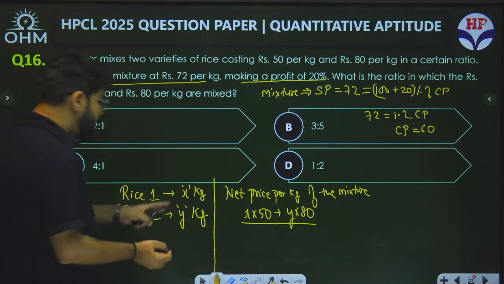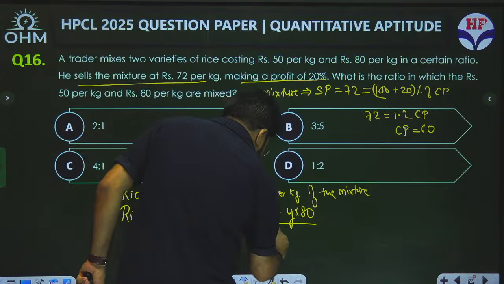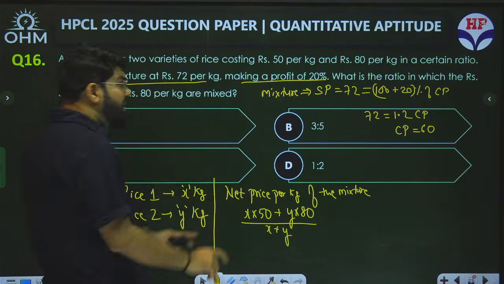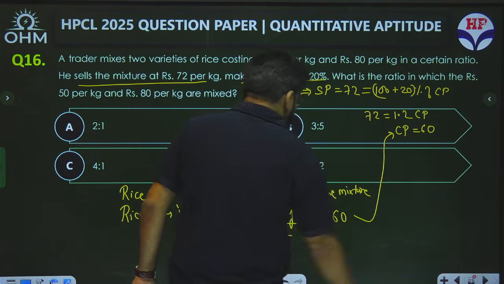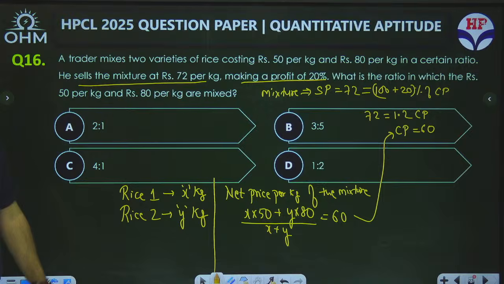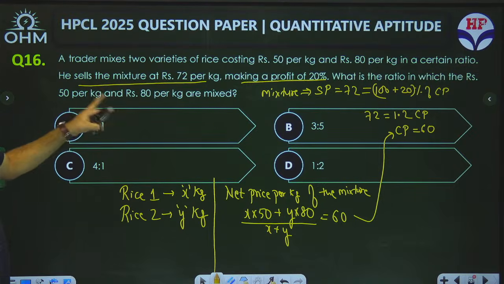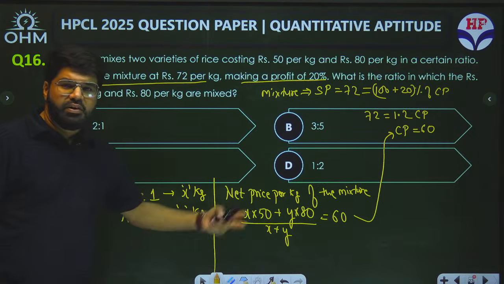So how much is the total kg he got? x plus y. And this has to be equal to 60. You can calculate the ratio. The question is to find the ratio in which the quantities were mixed. The ratio will be x by y. We can solve it from here.